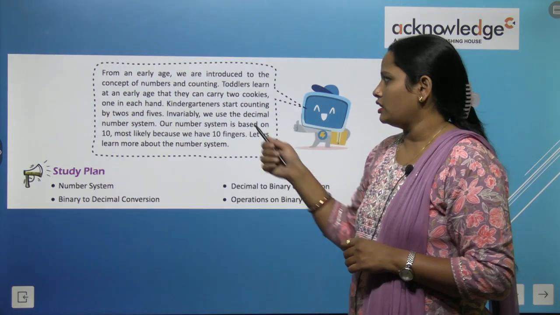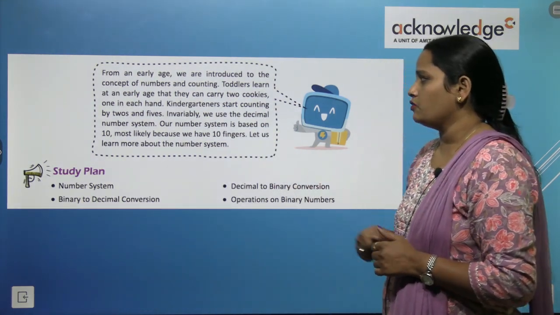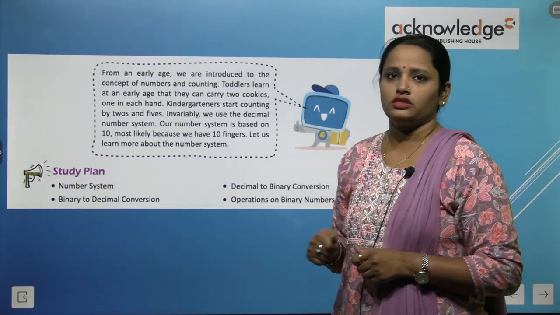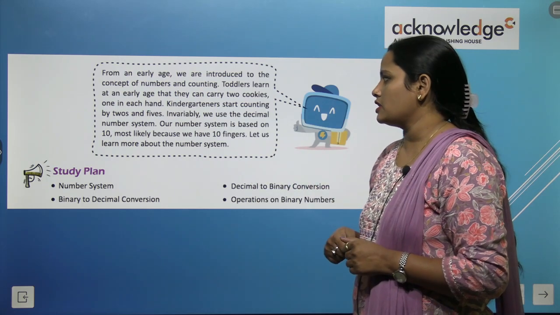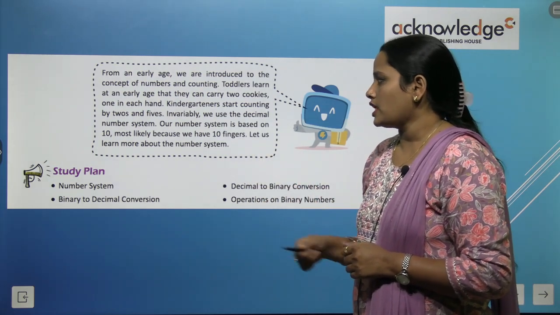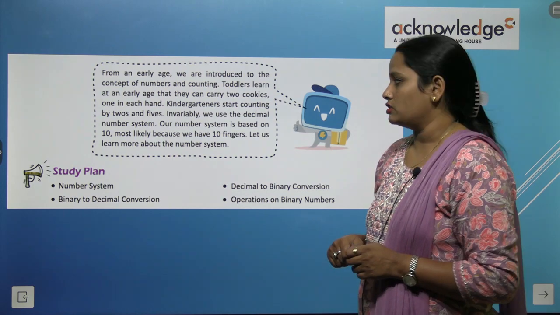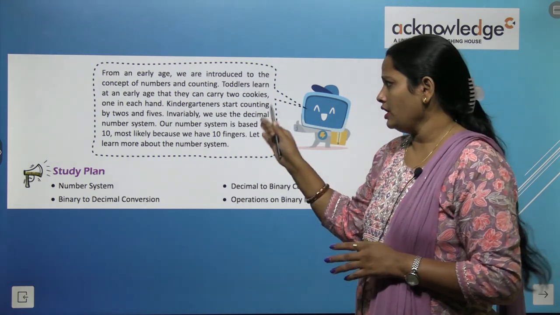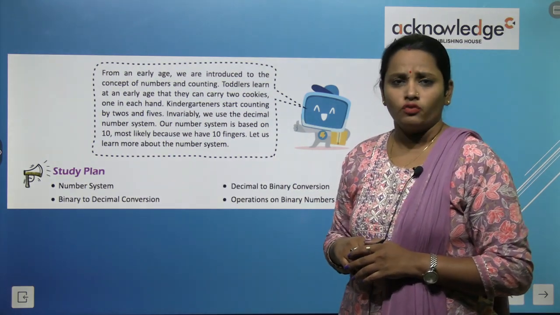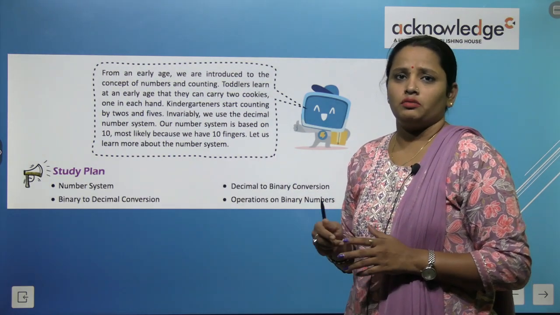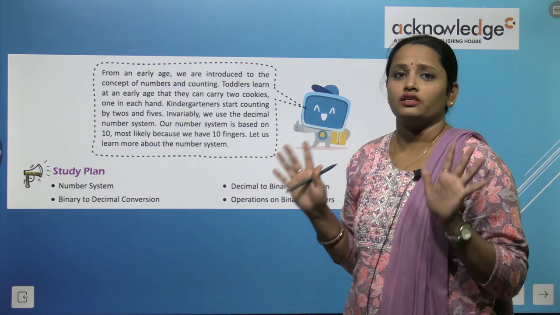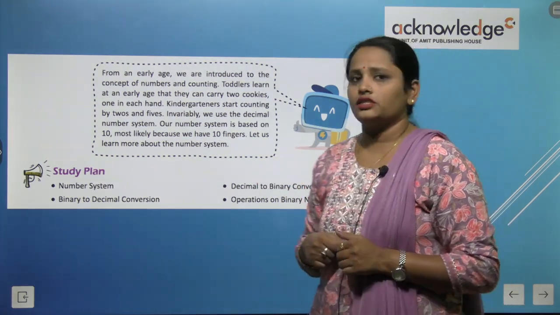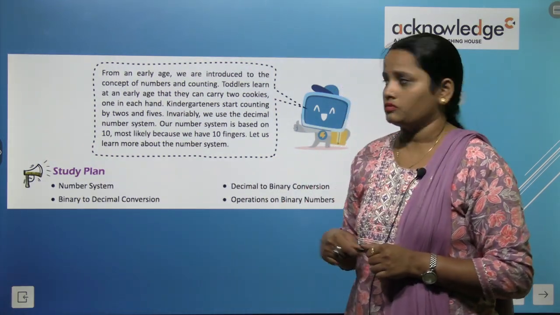Kindergartners start counting by 2s and 5s. Invariably, we use the decimal number system. Our number system is based on 10, most likely because we have 10 fingers. So, whatever number system we learn, it is based on 10. Why? Because we have 10 fingers in our hands. Let us learn more about the number system.